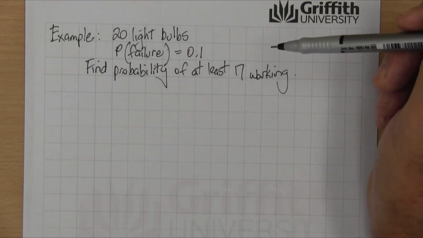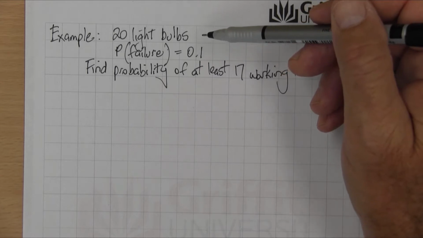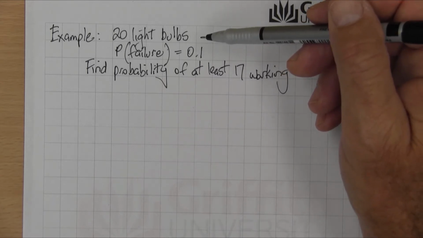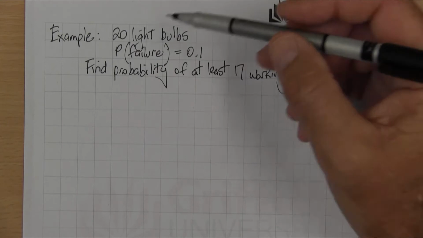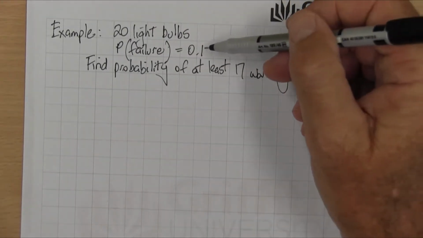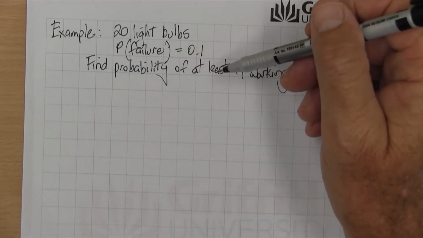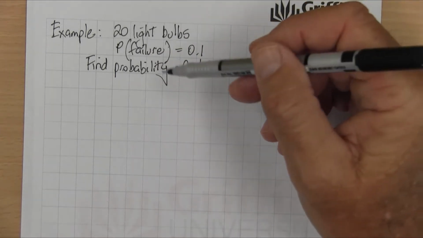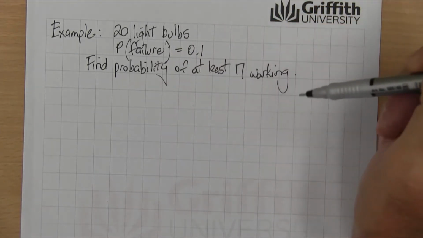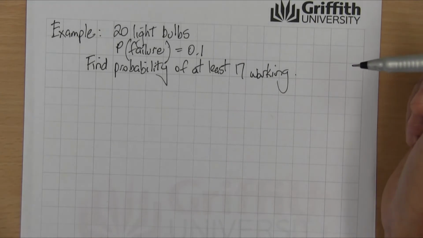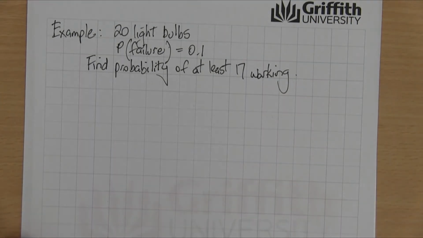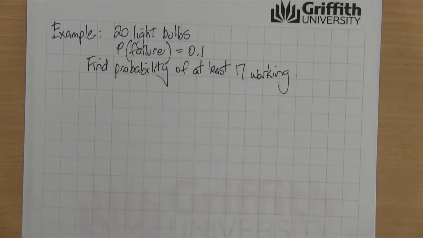to work these out. So we have an example here where we've got 20 light bulbs and someone's done some testing on them, and we know the probability that one of these failing is 0.1. And we want to know the probability that at least 17 will be working after a couple of months. Alright, so we know that 0.1 they're going to fail.